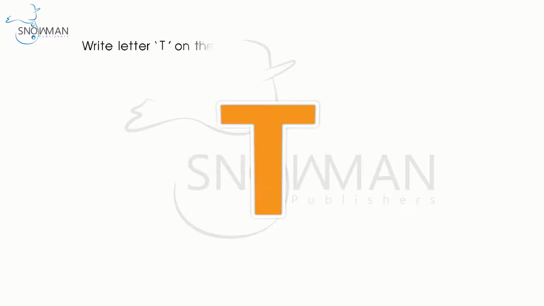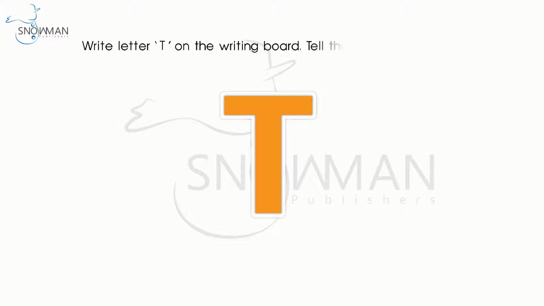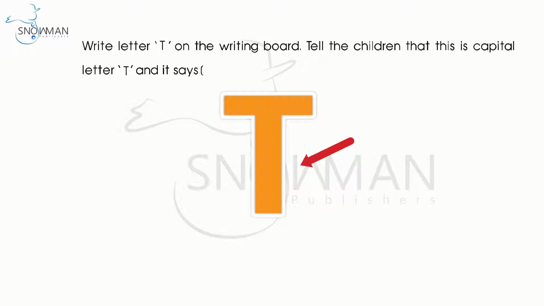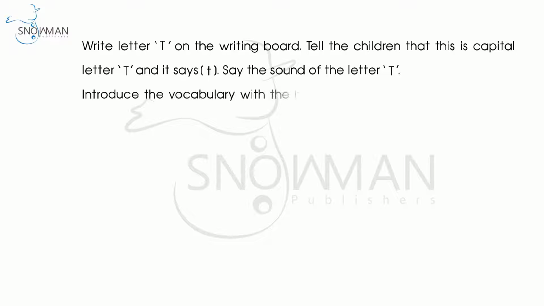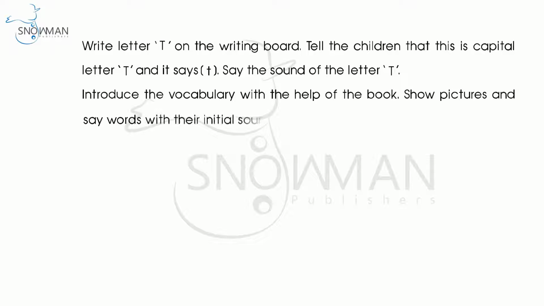Write the letter T on the writing board. Tell the children that this is capital letter T and it says T. Say the sound of the letter T. Introduce the vocabulary with the help of the book. Show pictures and say words with their initial sound.